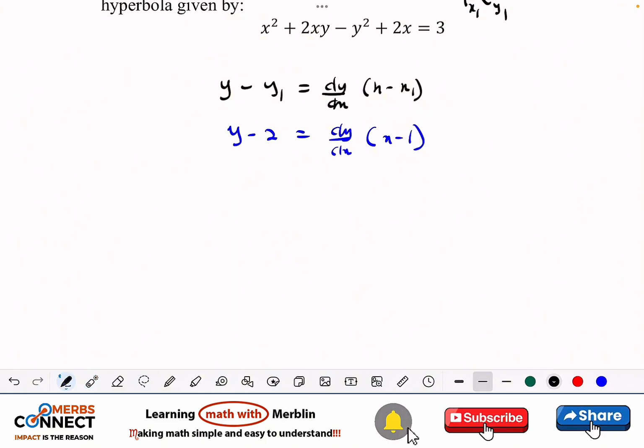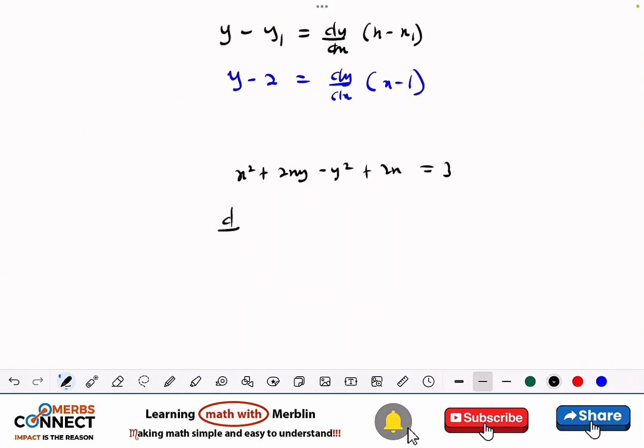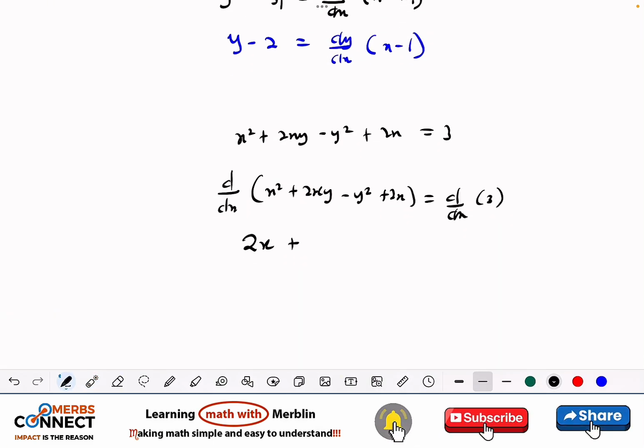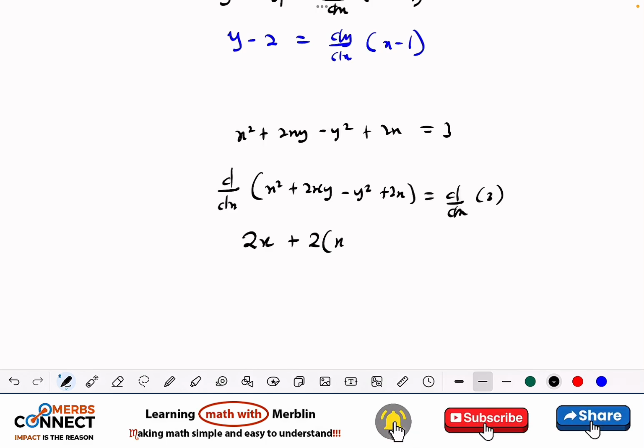So we are given x squared plus 2xy minus y squared plus 2x is equal to 3. Now we need to differentiate. So I'll differentiate both sides with respect to x. So now let's go through the process. Now when I differentiate x squared with respect to x, what am I going to get? 2x plus. And when I'm differentiating this, I'm going to use the product rule because we have two of them. So I maintain x and differentiate y. I'm having dy over dx plus. Now I maintain y and differentiate x. I'm getting something like this.